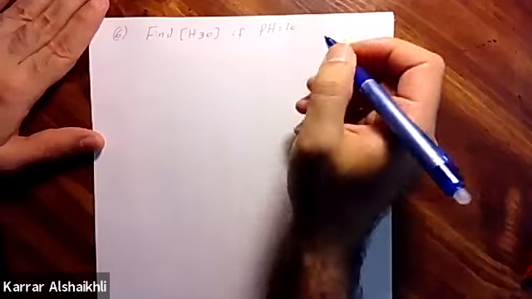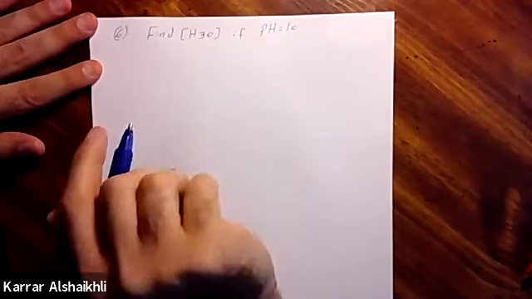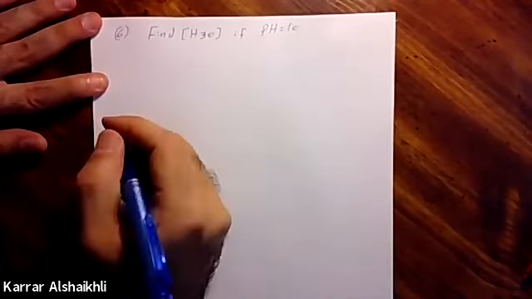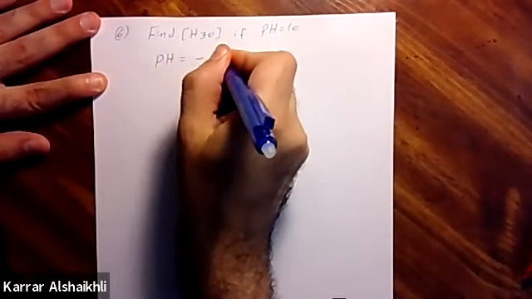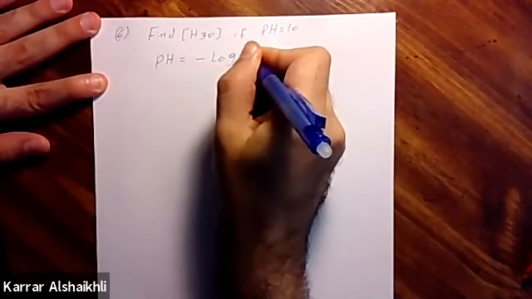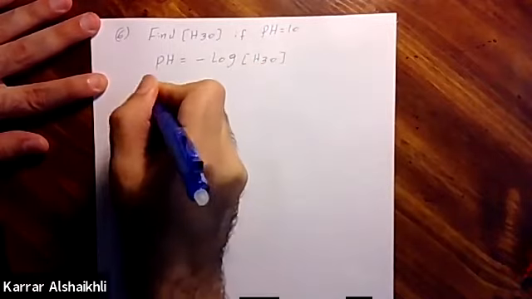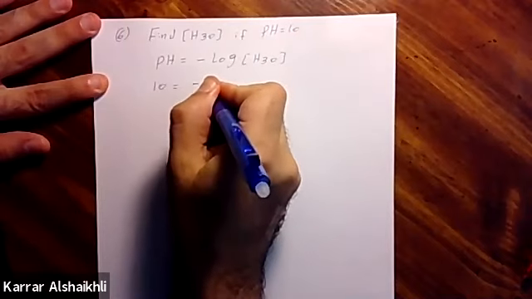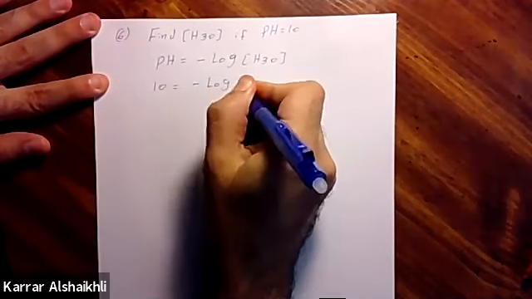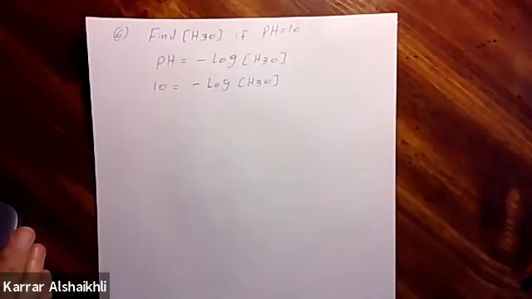Number 6, if pH equals 10. So you see, they're going to ask you now to find H3O if pH equals 10. We're going to use exactly the same formula. pH equals negative log H3O. pH equals 10, so 10 is going to equal negative log H3O.